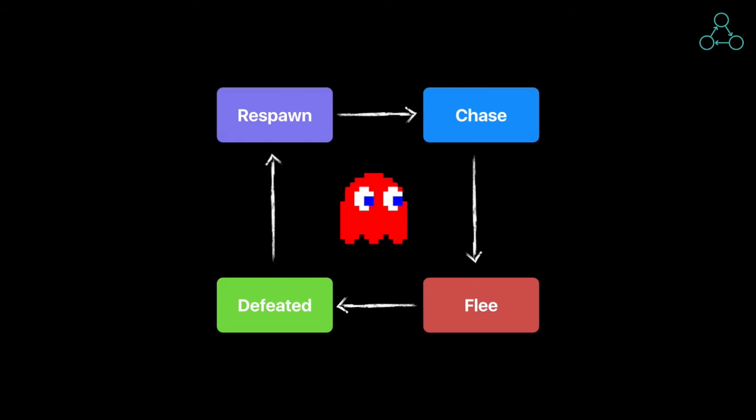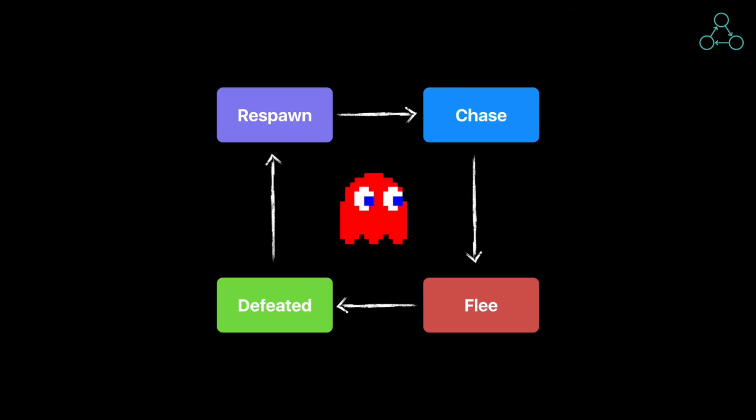So we have this ghost character, and this ghost character actually has four distinct states. It starts in the respawn state and usually goes into the chase state, and when Pac-Man eats the power-up, it goes into the flee state, and then if you successfully eat the ghost during the power-up phase, it goes into a defeated state and then respawns, and rinse and repeat.